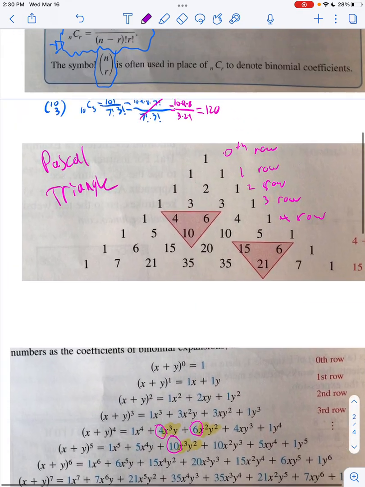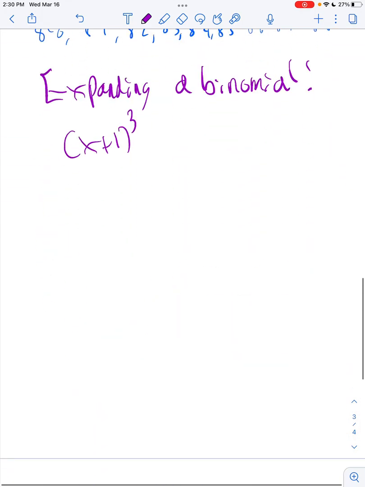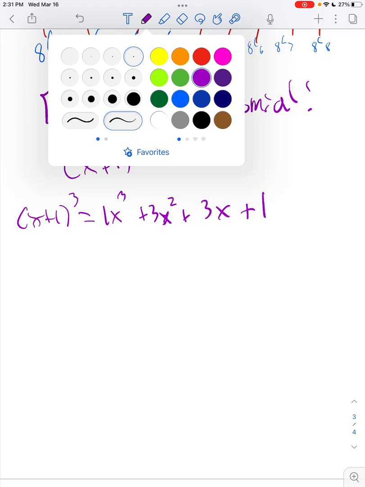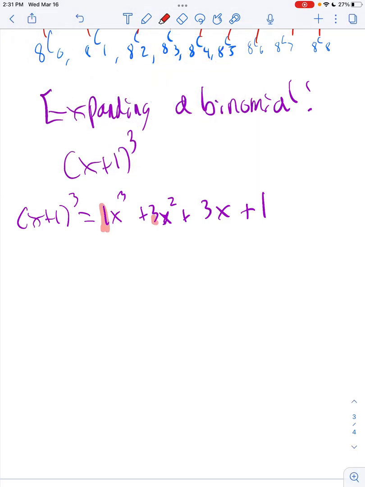Expanding a binomial, so kind of similar. Again, I need to use the third row of Pascal's triangle, so 1, 3, 3, 1. So I'm going to say this is going to equal 1x to the third plus 3x squared plus 3x plus x to the 0, which is just 1. That looks pretty good. Notice what's happening: my coefficients are following Pascal's triangle and my exponents are decreasing by 1 until they go away.